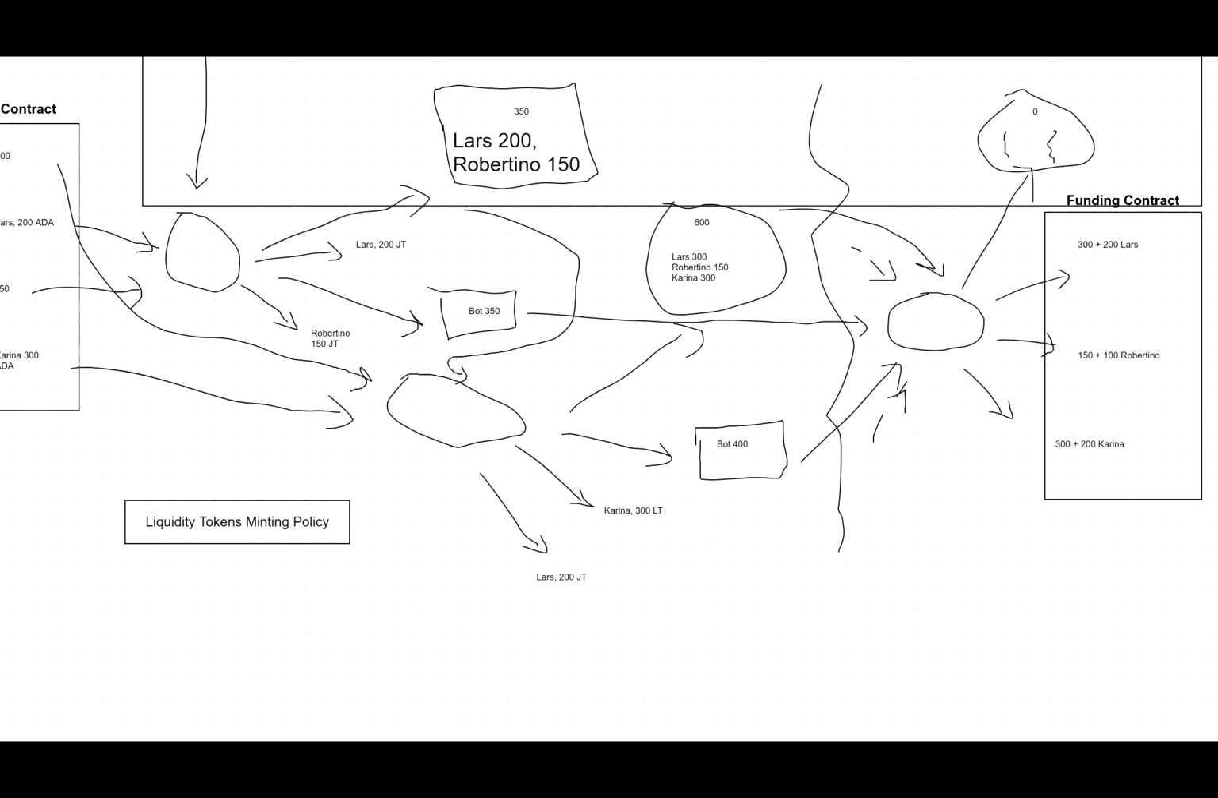We said a JSON token was worth 1, but the ones we received are now worth 1.87 ADA after the bot made a profit. So now, if Anderson makes an investment of 500, he wouldn't get 500 JSON tokens. He would only get 500 divided by 1.87 JSON tokens, because the JSON token is now worth more.